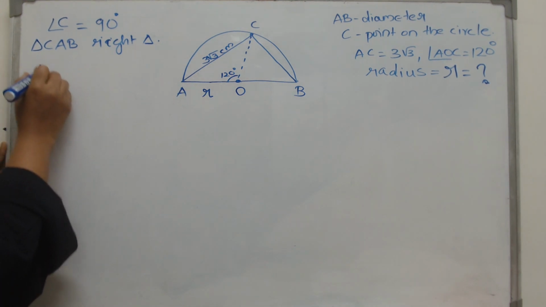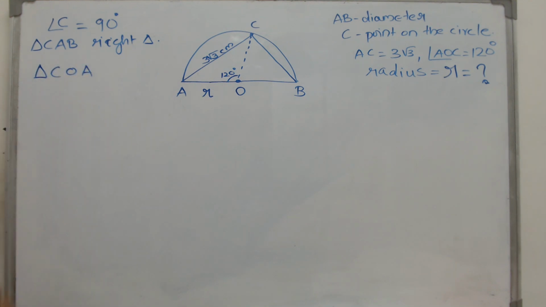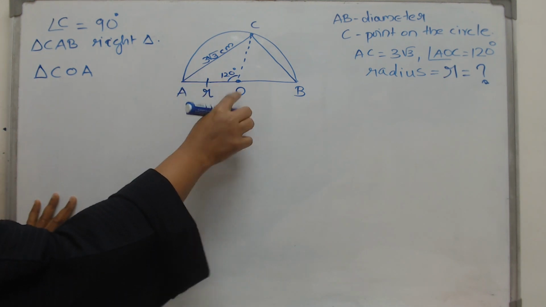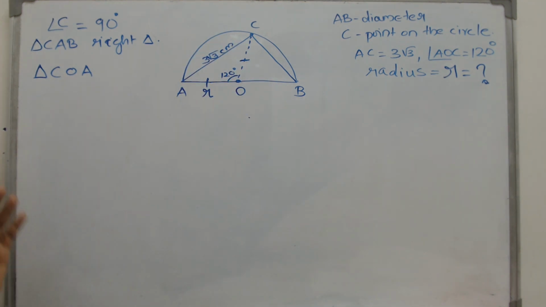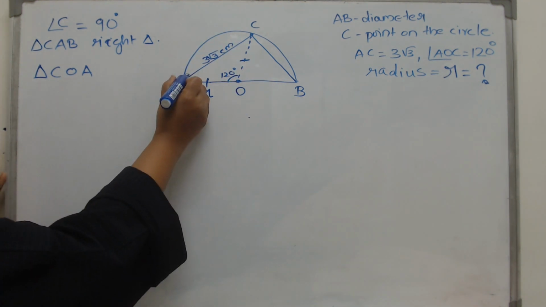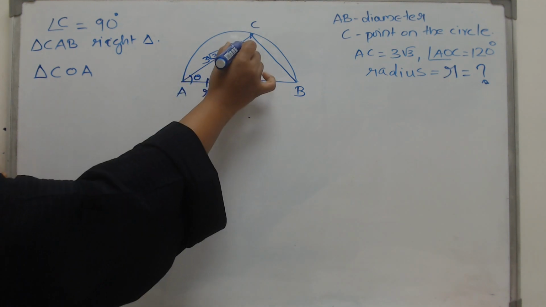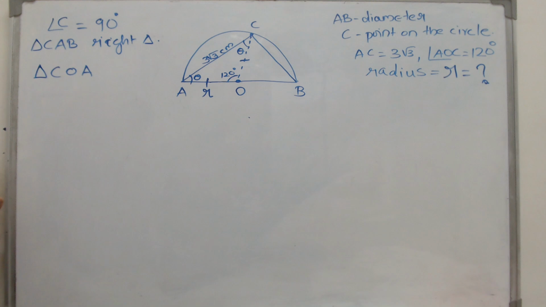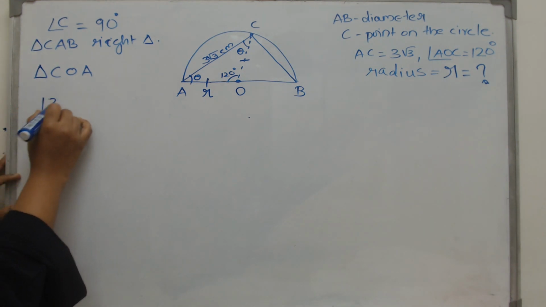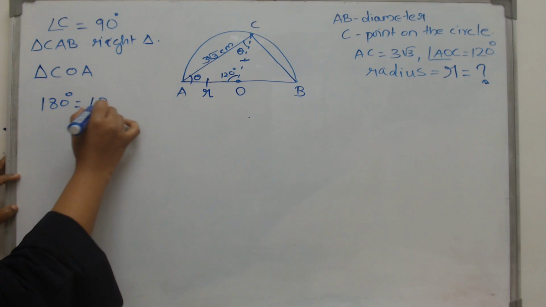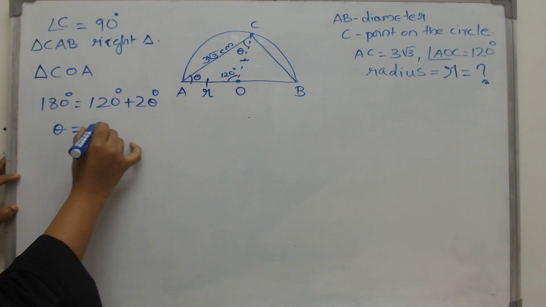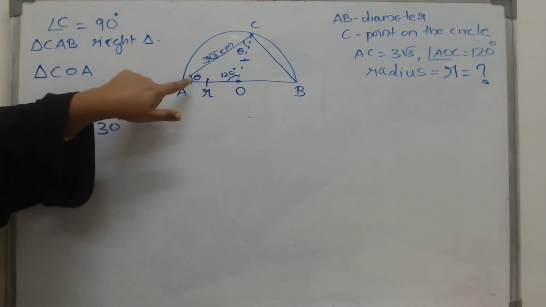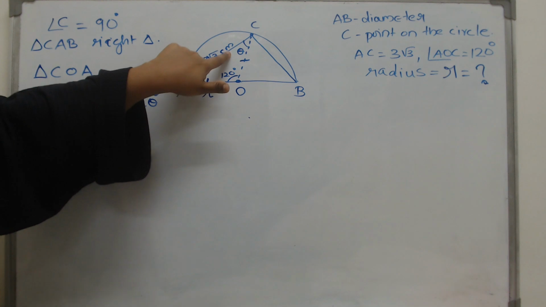Now look at the triangle COA. What sort of a triangle is it? It is an isosceles triangle, because OA and OC are both the radii. Now, two equal sides in a triangle means two equal angles. If this is theta, this will also be theta. Then what do we know? The sum of angles of a triangle is 180 degrees, which means our theta is going to be 30 degrees. If so, we have a 30 degrees here, we have a 30 degrees here.